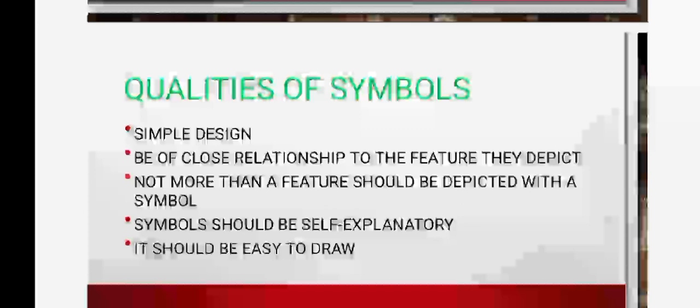Next on the slide here is qualities of symbols. Symbols must have these qualities. The sign you use to depict the feature must have these qualities. One of it here is simple design. It must not be ambiguous design. Cartographic language is graphics or symbol. So the symbol must be simple to communicate, should not be so ambiguous that the user finds it difficult to read or to interpret it, okay. Because the language of cartography is graphics or symbols. So the symbols you use must be simple.